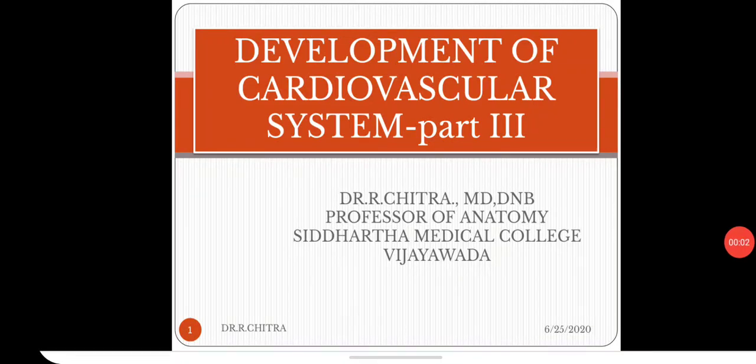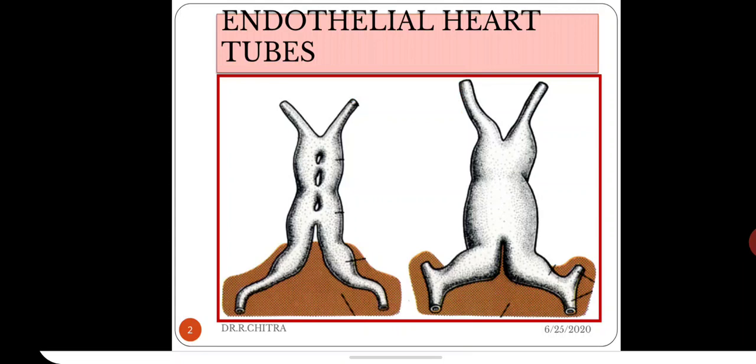So, hi everyone. We will continue with the development of the cardiovascular system. This is the third part of the development of the cardiovascular system. Till now, what we have seen is that the two endothelial heart tubes appeared. They fused in the craniocaudal direction, so that it will be called the primitive heart.